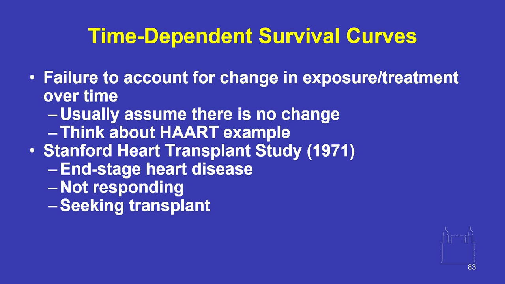Time-dependent survival curves. I'm not going to go into this, but a lot of times there's this failure to account for changes in exposures or treatments over time. Do not make that mistake. There's a classic example, actually, the Stanford Heart Transplant Study. So this is when we started doing heart transplants in the U.S. They published the paper. The problem is, it was non-randomized, but they have this time before transplant and the time post-transplant. So when you look at time to death and whether they got a transplant, yes or no, it's actually how that time got broken up before and after transplant that really drove the information.